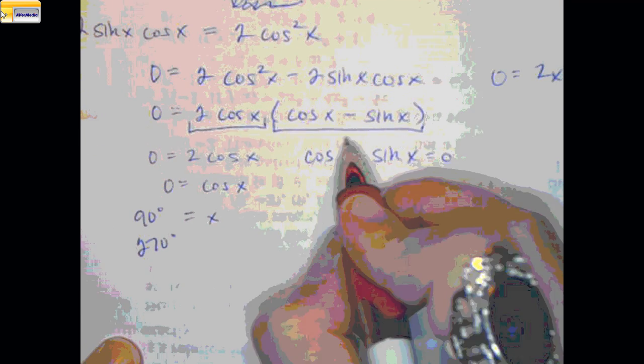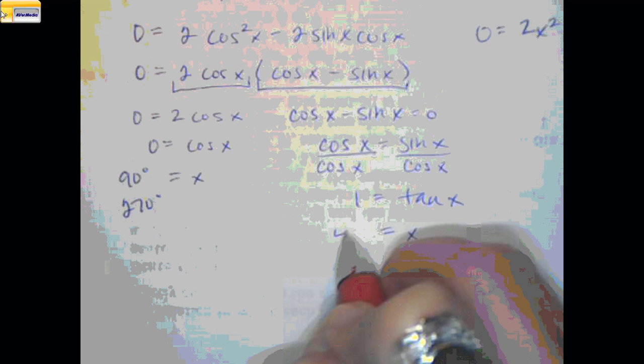We've got this other guy we've got to deal with. So we set cosine of x minus sine of x equal to 0. Somebody says add sine of x to both sides, so let's do it. Now what? Divide by cosine. Okay, and that's fine to do. You can divide both sides by cosine of x.